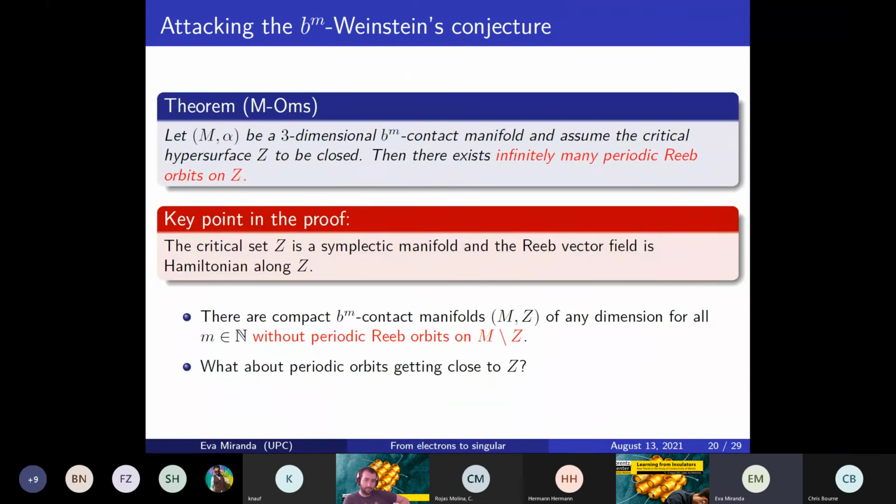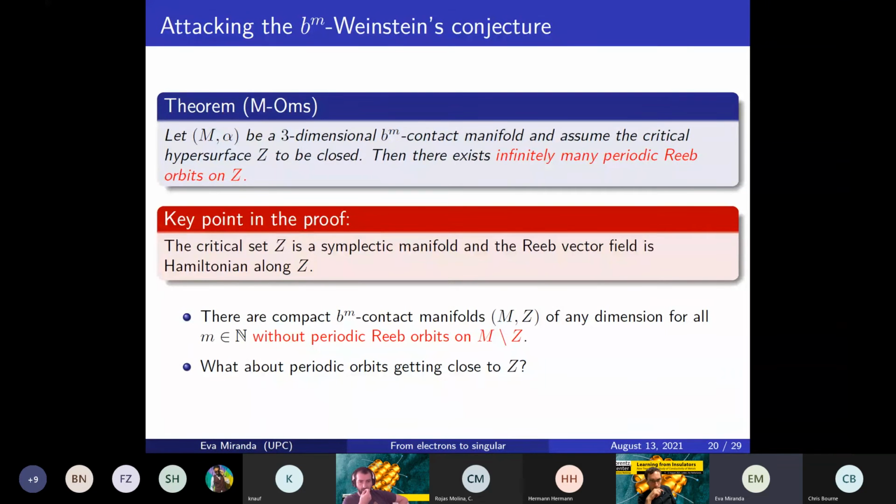Another thing you can do is this: the critical set has infinitely many periodic orbits for any of these critical contact manifolds that we call b^m contact manifolds. That means that you have this kind of singularity of order m. And this happens whenever it's compact. The proof is just the observation that the critical set itself is a symplectic manifold, and that the Reeb vector field indeed restricts to a Hamiltonian, and then the proof is automatic.